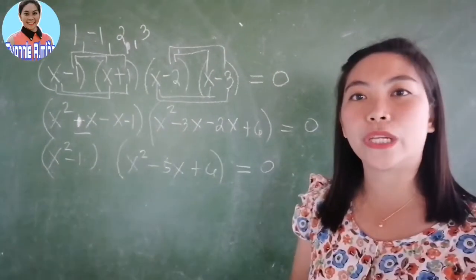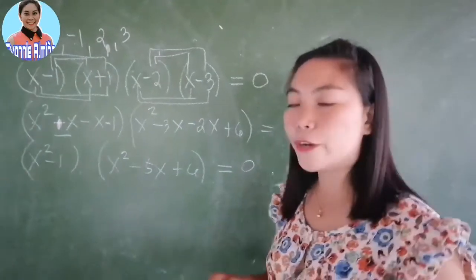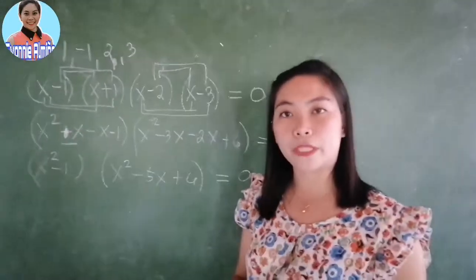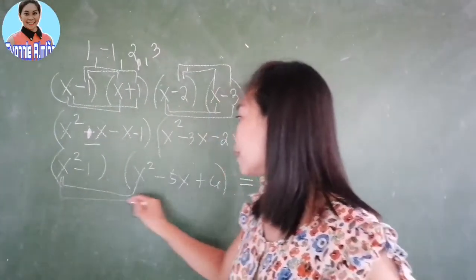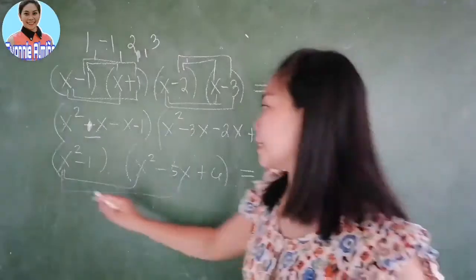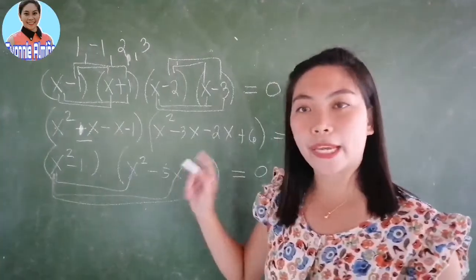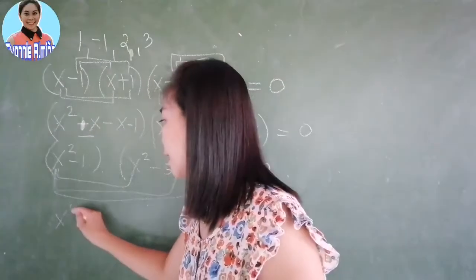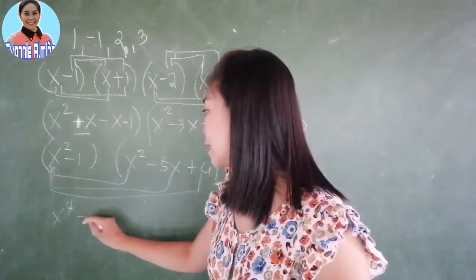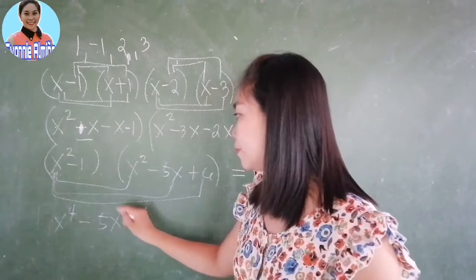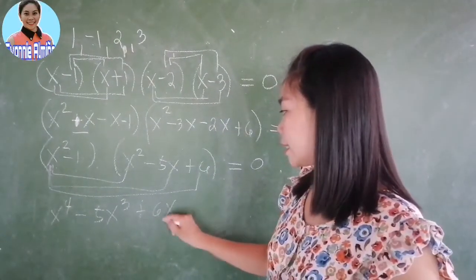Then, what we're going to do next, of course, is the distributive property of multiplication. What is this distributive property of multiplication? The first term should be distributed to all the terms in our multiplicand. Okay. So, x squared multiplied by x squared, you have x raised to 4. X squared multiplied by negative 5x, you have negative 5x cubed. X squared multiplied by positive 6, you have 6x squared.